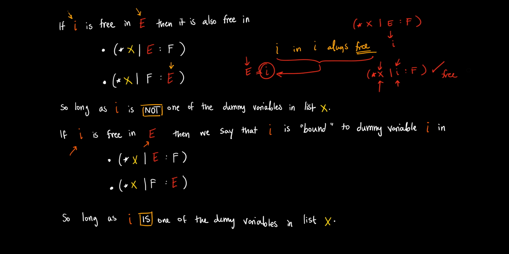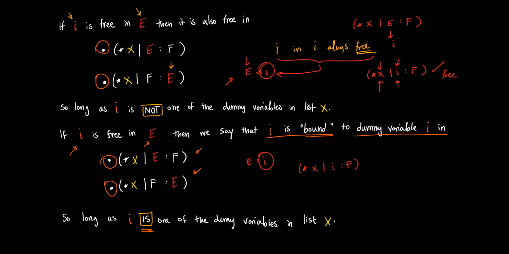The contrary to this rule is also something that we touched on earlier. If we have some I and it occurs free in E, then we would say that I is bound to the dummy variable I in these two expressions, which are the same expressions that appeared up here, so long as I is one of the dummy variables in list X. So all this means is that if you have the same situation we had up here, let's say we have some expression E and E is I. Well, I occurs free within I, so I is occurring free in E. Let's say we make our quantification the same way we did before, just like this, except now X is not X. Let's say it's I. So now we have I appearing next to the quantifier over here, which means that I is one of the dummy variables in our list X.